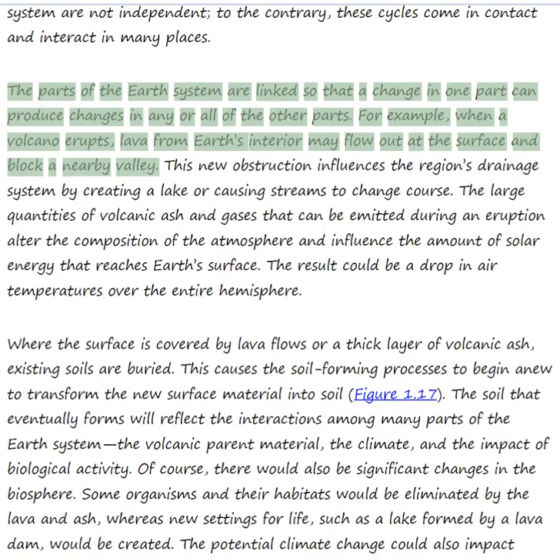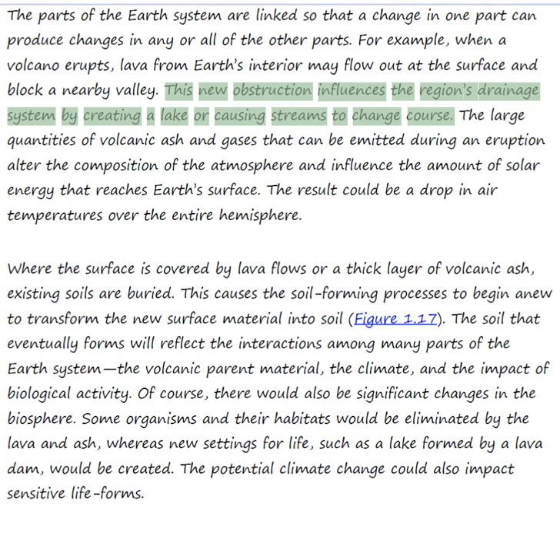The parts of the Earth system are linked so that a change in one part can produce changes in any or all of the other parts. For example, when a volcano erupts, lava from Earth's interior may flow out at the surface and block a nearby valley. This new obstruction influences the region's drainage system by creating a lake or causing streams to change course.